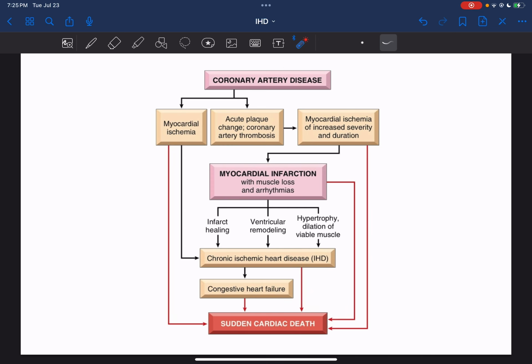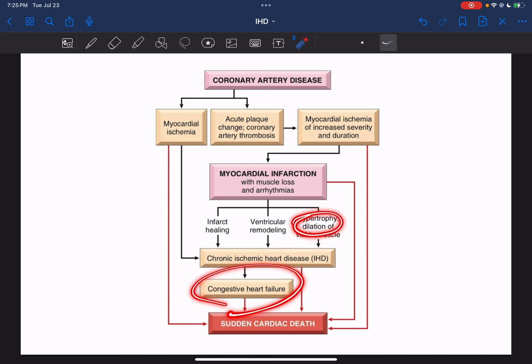Okay, to summarize, ischemic heart disease is coronary artery disease, the artery is getting occluded. As a result, you have myocardial ischemia. There is plaque change, there is thrombosis, the ischemia and the severity is increased. That leads to infarction with muscle loss. There could be arrhythmias. If all of that happens, there is infarct healing, scar formation, the ventricles remodel, there is hypertrophy or dilation of the viable muscle. To compensate, that can lead to chronic ischemic heart disease. Myocardial ischemia, if left for a while untreated, can lead to chronic ischemic heart disease. All these things can lead to congestive heart failure, and ultimately can all lead to sudden cardiac death.